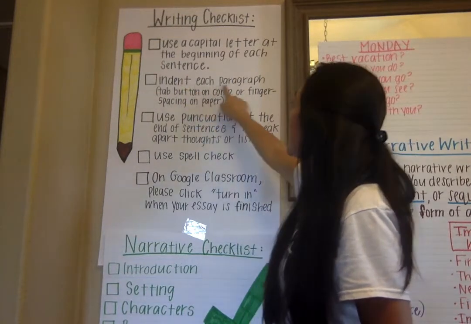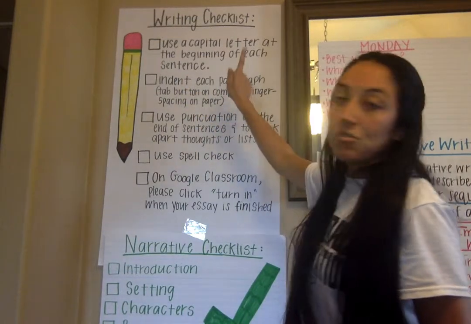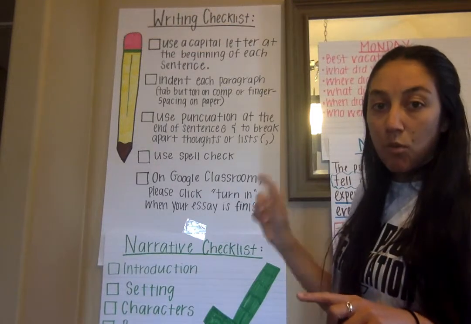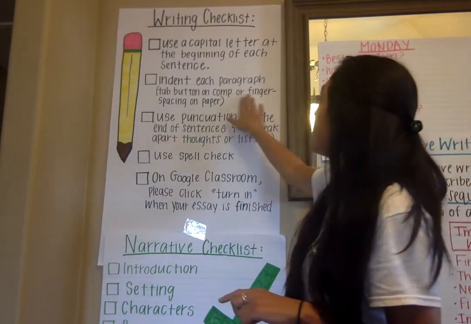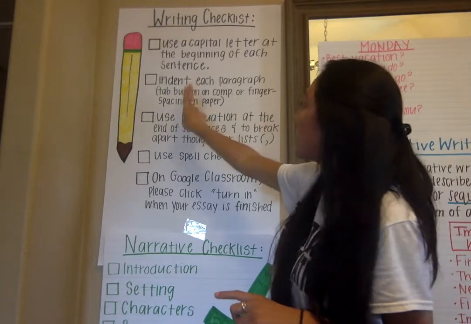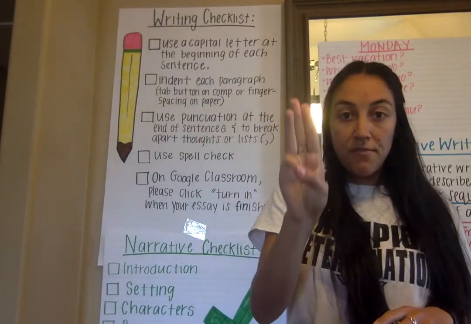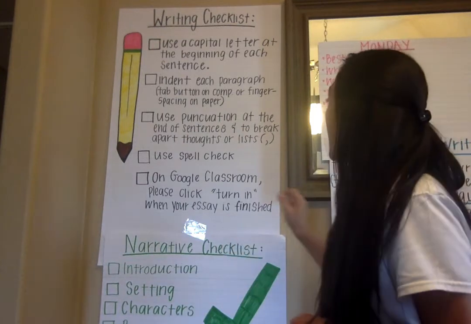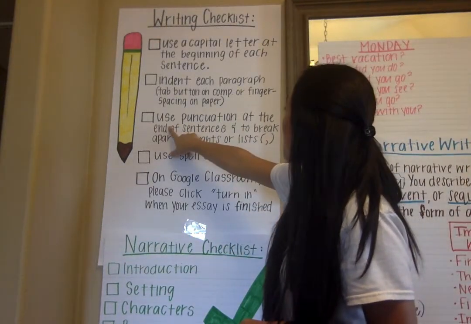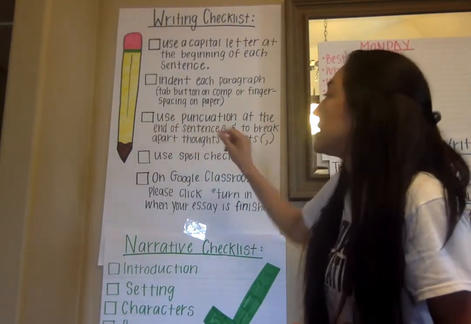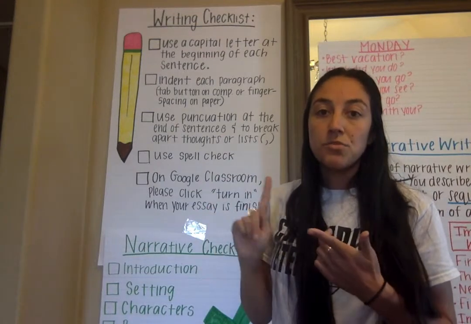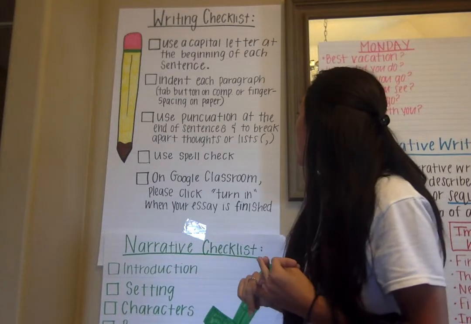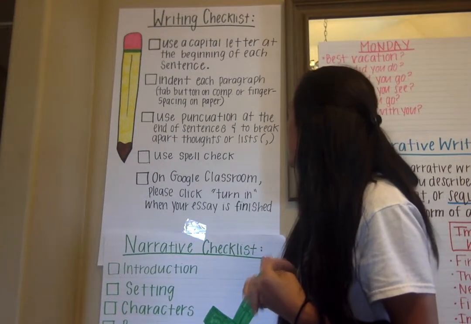You need to indent each paragraph. If you're doing it on the computer, remember that is tab. You click it once and it will move you over. If you are doing it on paper, then it's finger spacing. So use 2 or 3 fingers in between so that you can start your indent. Punctuation at the end of sentences. Super, super important that you're using periods, exclamation points, question marks to finish your sentences.